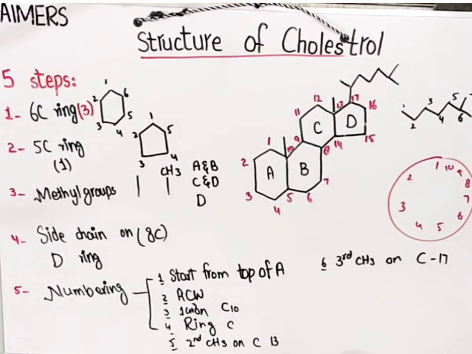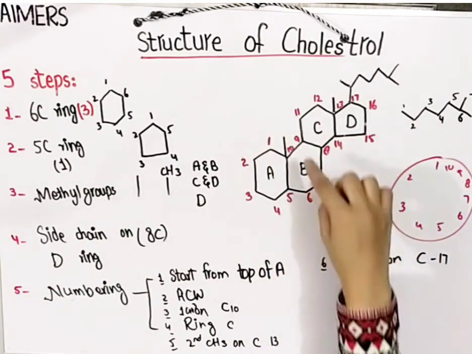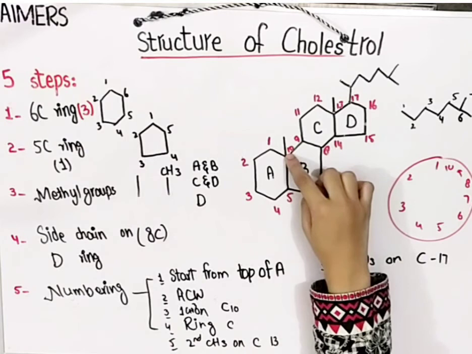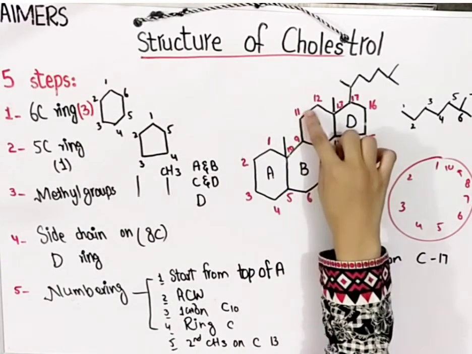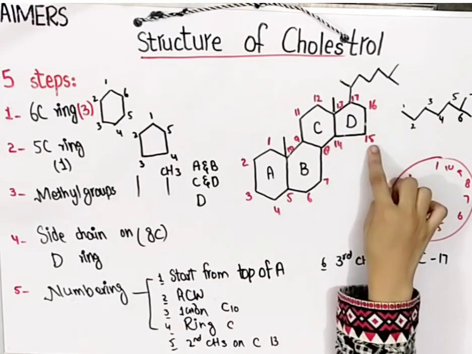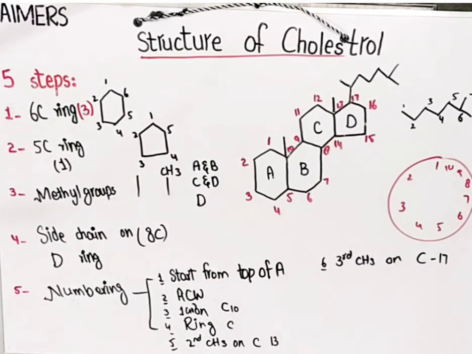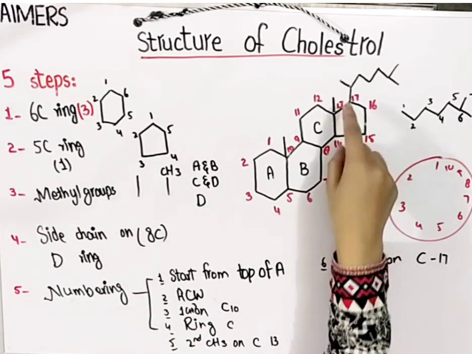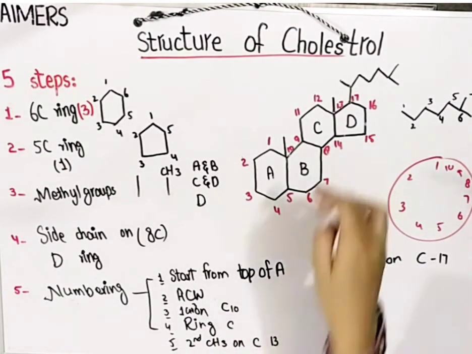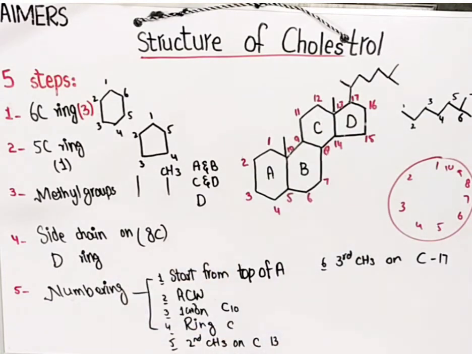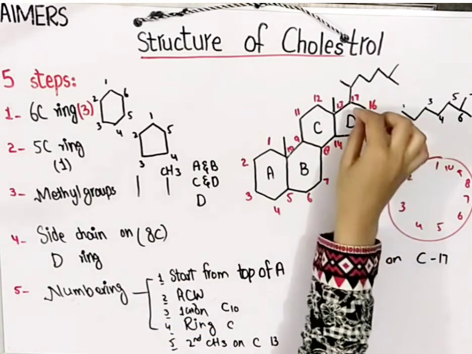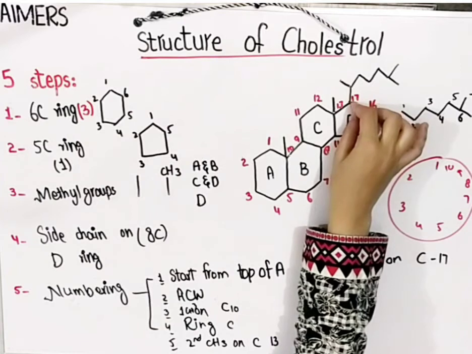After completing the numbering till 10, check that there is a methyl group on carbon number 10. If there is a methyl group, then you are correct. Then go towards C and D. We have completed it till 10, and then go from here: 11, 12, 13, 14, 15, 16, 17. Now check, is there a methyl group on carbon number 13? If there is, then that is correct. So here is the methyl group, so that is correct. And then we have a methyl group on carbon number 17. If you have a methyl group on carbon number 17, then it's correct.